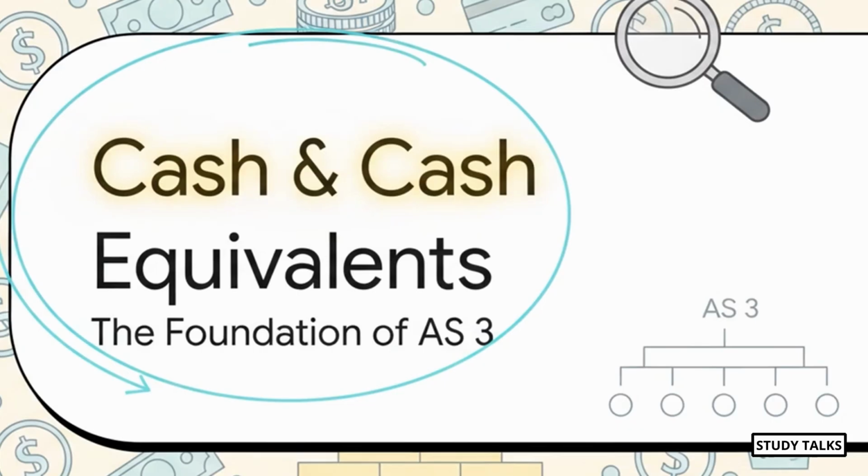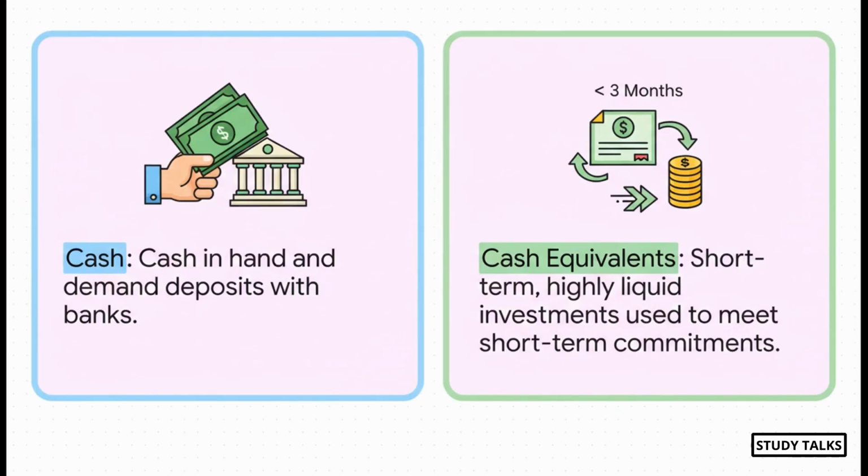Okay, so before we can start sorting, we have to know exactly what we're sorting. What does AS-3 mean by cash and cash equivalents? Seriously, this is the absolute foundation of the entire statement, so we have to get this right. So it's really 2 parts. Cash is the easy bit. It's the physical cash you have on hand and the money you have in the bank that you can pull out whenever you want. Cash equivalents, though, that's a little trickier. The best way to think about these is as investments that are so safe and so short-term, they're basically cash. We're talking about things that are super liquid, meant to meet your immediate cash needs.